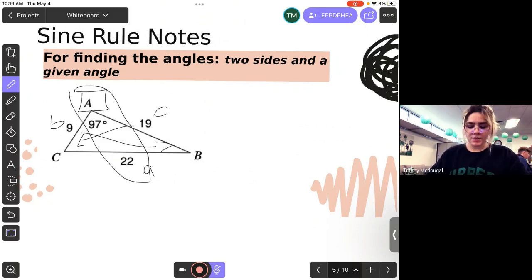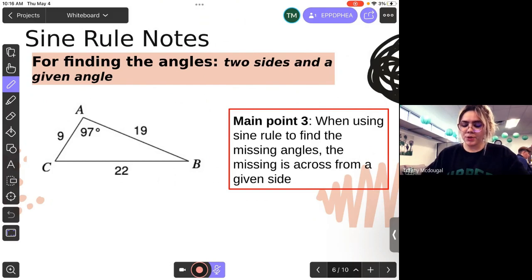All right, let's see what this looks like in practice. Oh, sorry, main point 3. When using sine rule to find the missing side, sorry, I forgot to put that in there, the missing side is across from the given angle. In other words, if you have big A, like here, and little a, this is my matching pair. And if I put 19 as little c, whenever I plug into sine rule, I will automatically solve for big C.